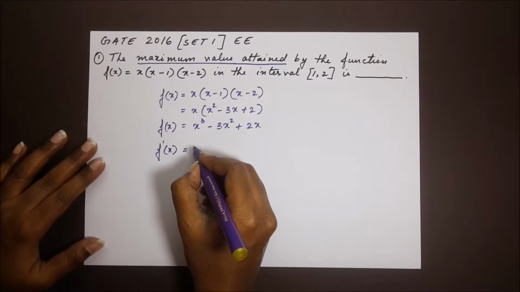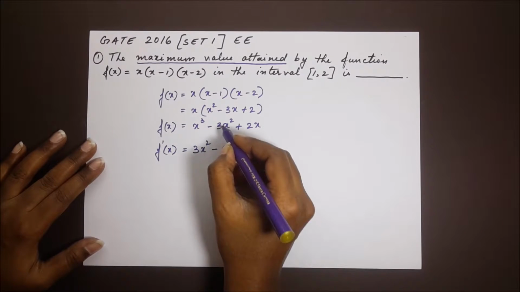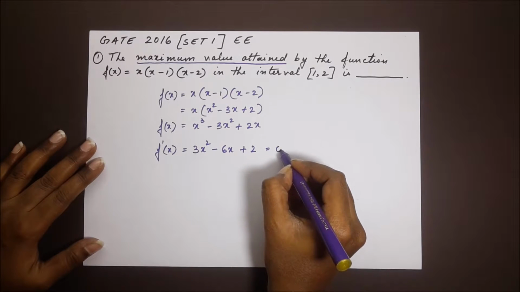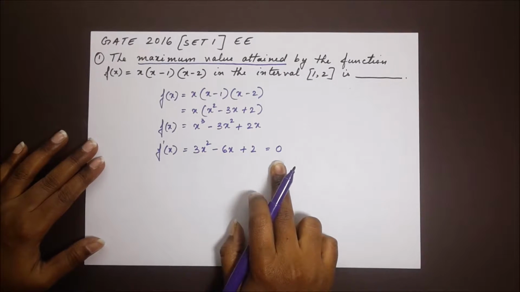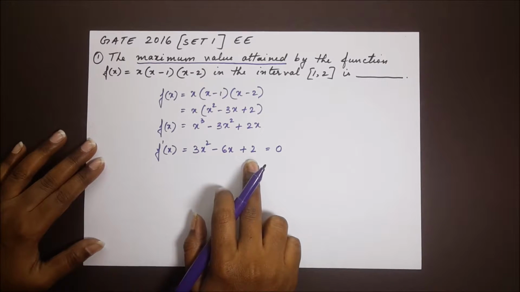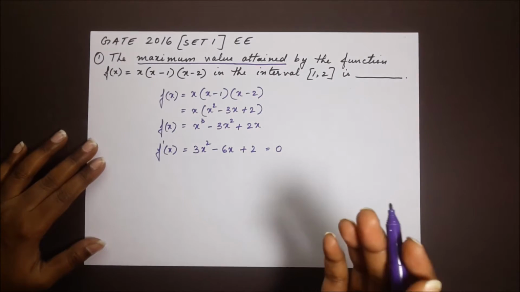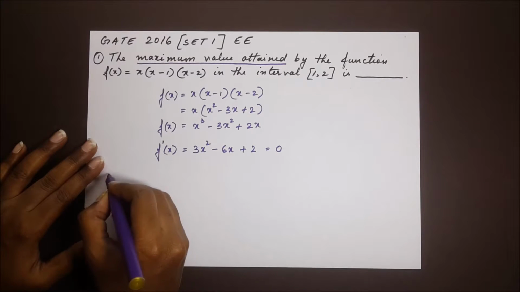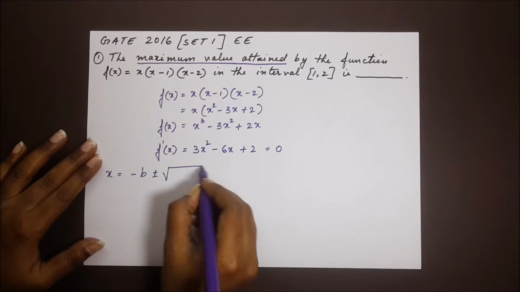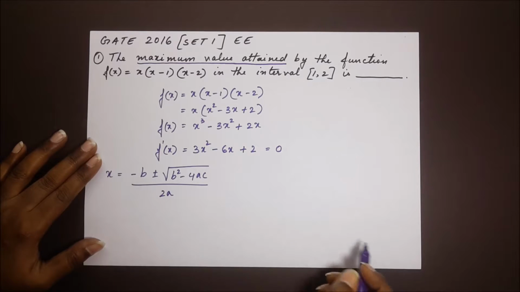So f dash x would be 3x square minus 6x, that's 3 times 2, which is 6, plus 2. Now we equate this to 0. When we equate this to 0, we will find two values of x. Now this is a quadratic equation, and I'm sure you're familiar with how to solve a quadratic equation. We can use the quadratic formula. So the quadratic formula says that x would be equal to minus b plus or minus root of b square minus 4ac divided by 2a.